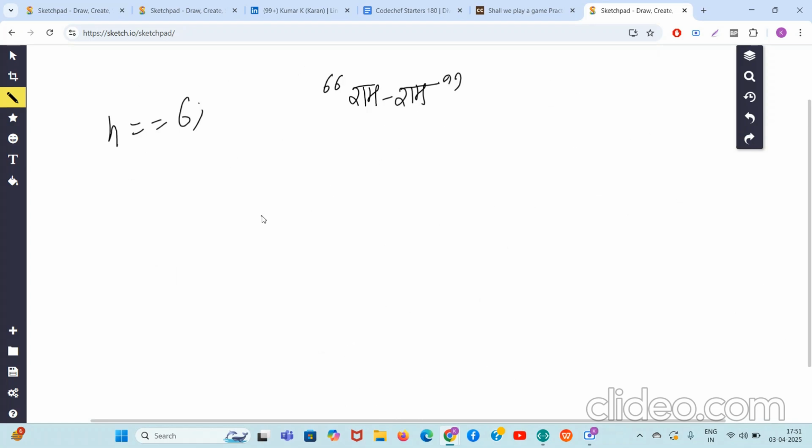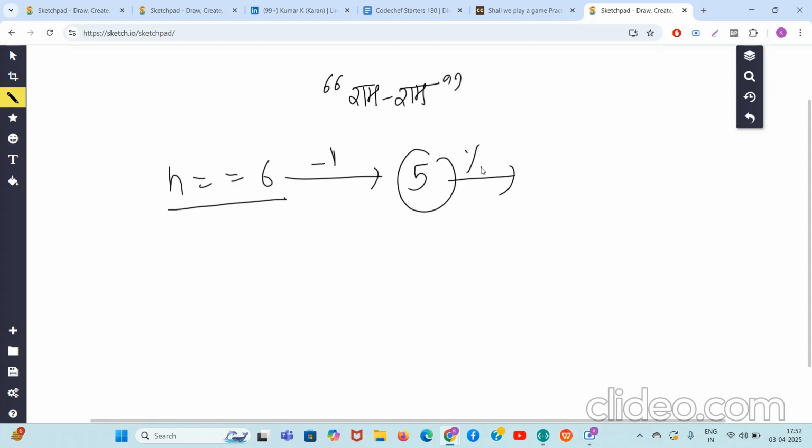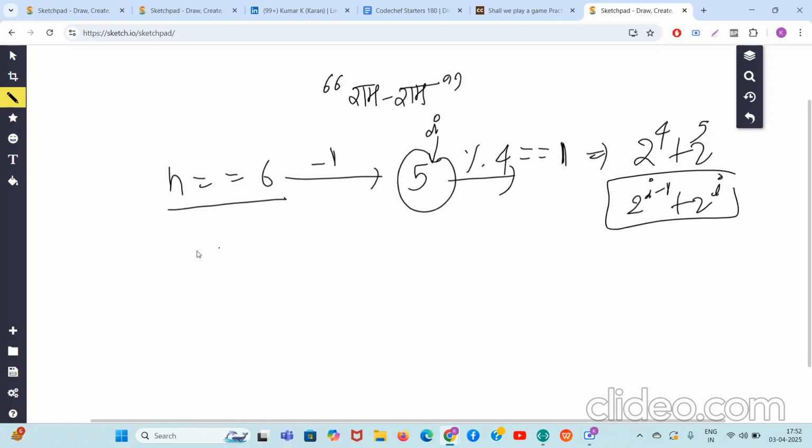So see, n equal to 6 is nothing but what? When you do mod 4, what do you get? First of all, whenever n equal to 6 is given, you will first convert it to 5, right? Minus 1 you will do. Now, what is 5 mod 4? 5 mod 4 is 1. So if let's say I is 5 and 5 mod 4 is equal to 1, then the answer was 2 raised to 4 plus 2 raised to 5, which is 2 raised to I minus 1 plus 2 raised to I. Okay. Now, what if n was equal to 5?